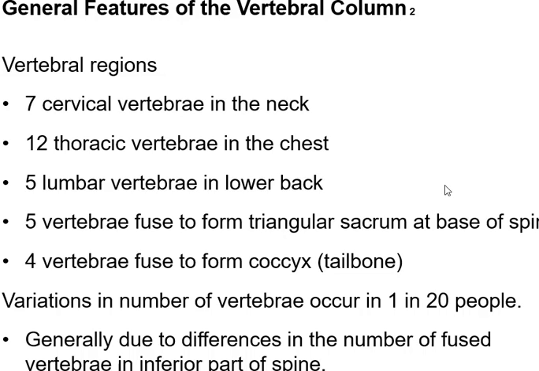And if you're hanging out in the bar and you want to impress people, you can tell them that 1 out of every 20 people has a different number of vertebrae than the next person does. Usually they have an extra bone that fused into their coccyx or their sacrum.